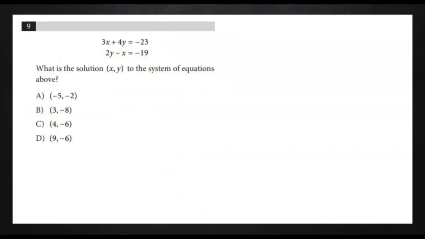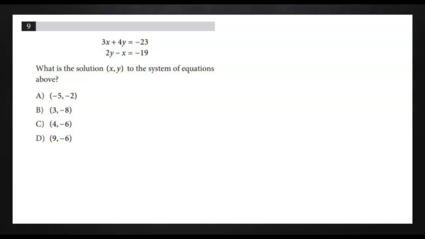Question number 9. We want to find out what is the solution to the system of equations above. Okay, so remember, when you solve systems of equations, you're not going to be graphing because you can't use a calculator on this part, but you can use either substitution or elimination.